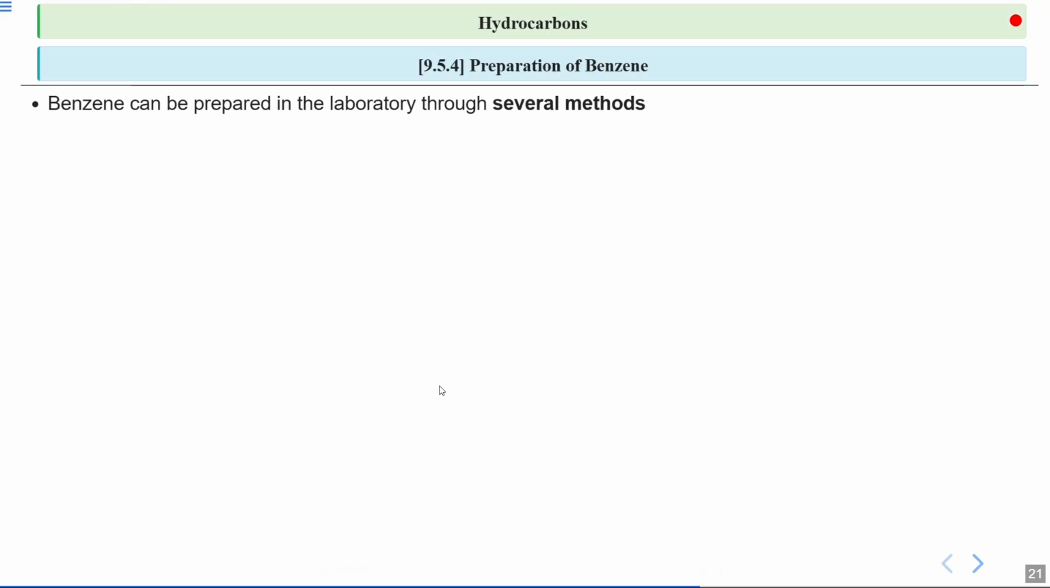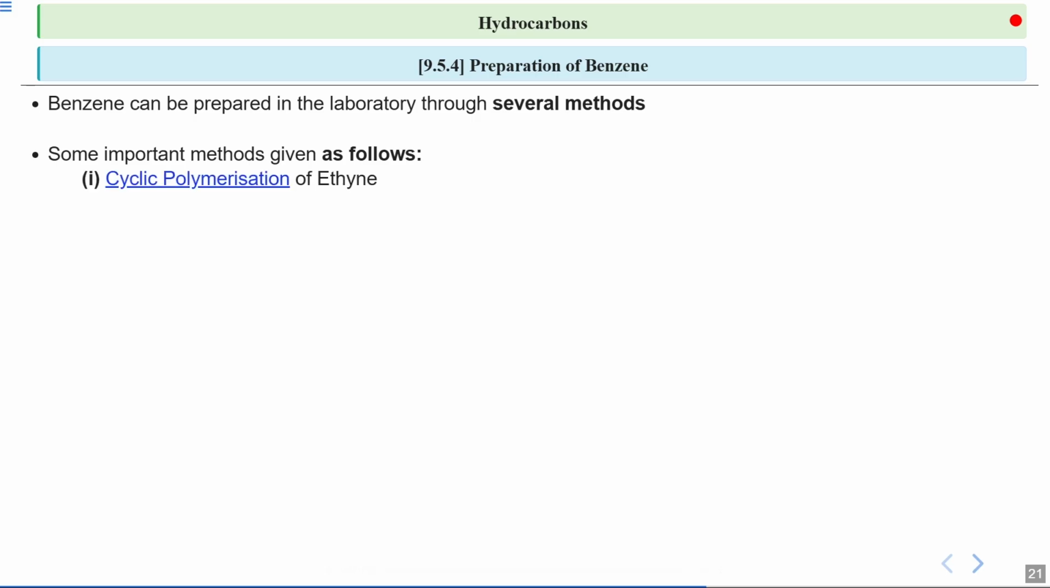Moving on to the preparation of benzene. So benzene can be prepared in the laboratory through several methods. First one, the most common method for preparing benzene is cyclic polymerization of ethyne. Polymerization means joining small molecules together to make a larger one, and cyclic means the final product forms a ring structure. Ethyne is also known as acetylene, so this name can also be used instead of ethyne. We'll see how it can be turned into benzene.